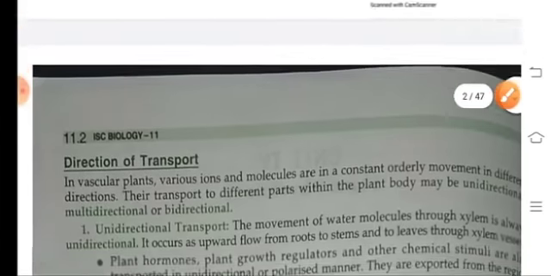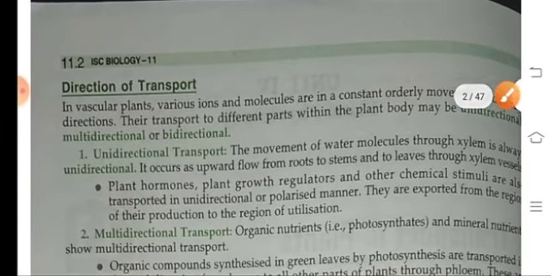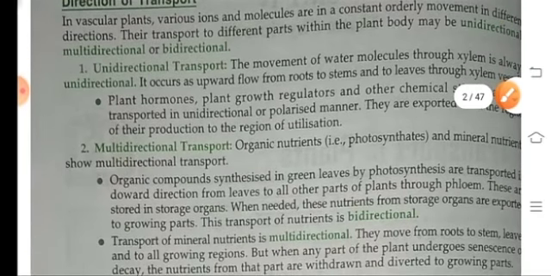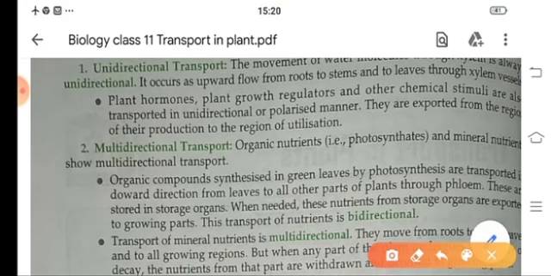Now their direction of transportation. Plants show two types of direction, unidirectional and multidirectional or bidirectional. Unidirectional transport is done through xylem vessels because it is always unidirectional. It occurs as upward flow of water from roots to stem. Absorption of mineral nutrients and movement of these mineral nutrients is done by multidirectional transport.